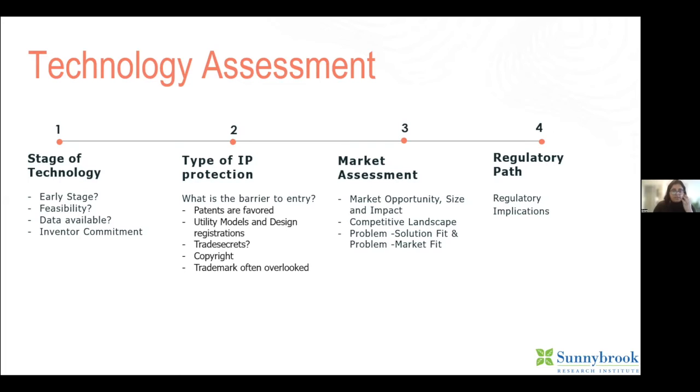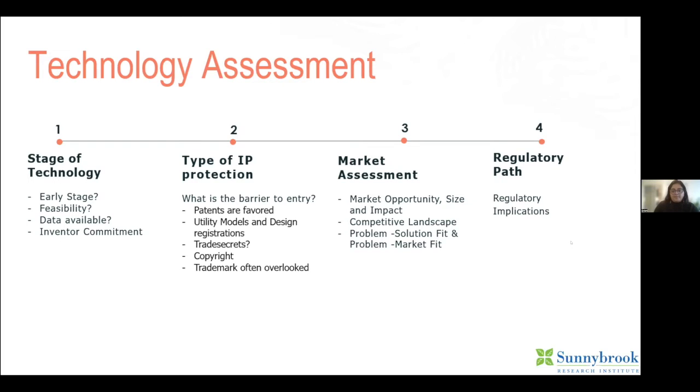Sorry, so I have a question here, which I'll probably address. Okay, so this question, which talks about licensing IP from Sunnybrook, is something I can talk about again towards the end of the presentation, because I do talk about the forms of technology transfer, and I can address this during that.